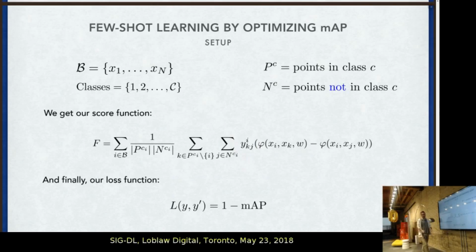And our loss function, we don't want to say that 1 is a perfect loss, right? We want to say 0. So we just switch. We just go 1 minus mean average precision. So this will be 0 if and only if I have ranked perfectly. Make sense?